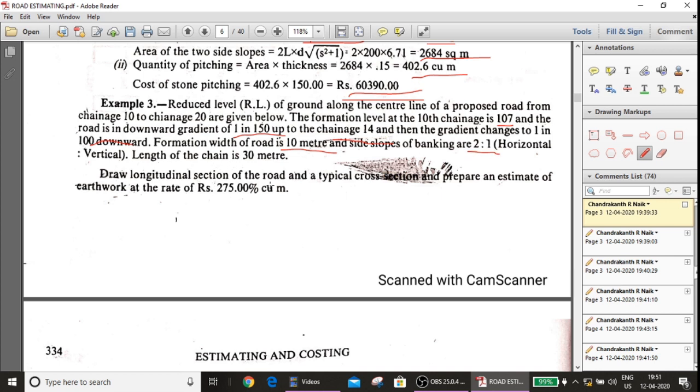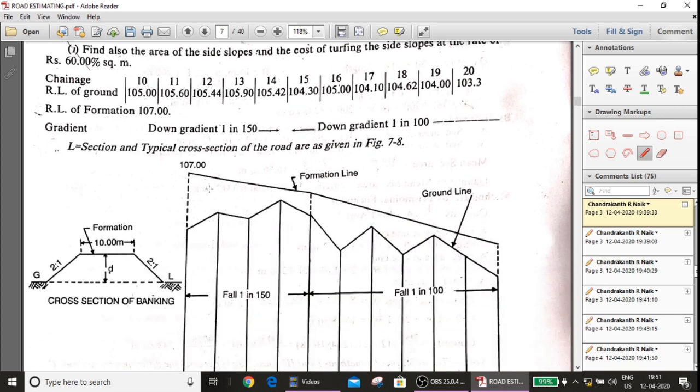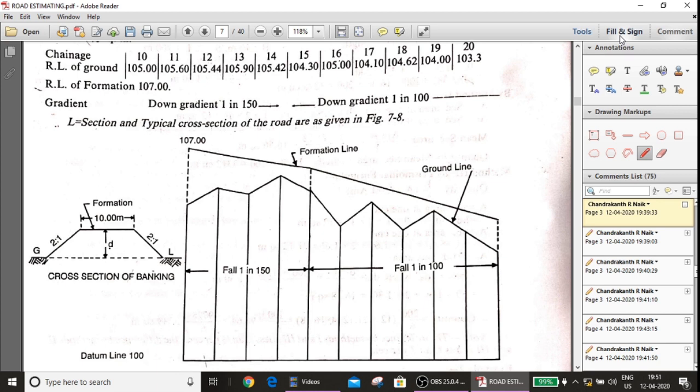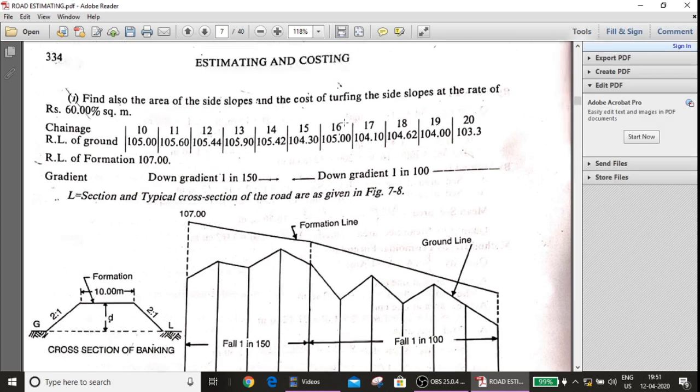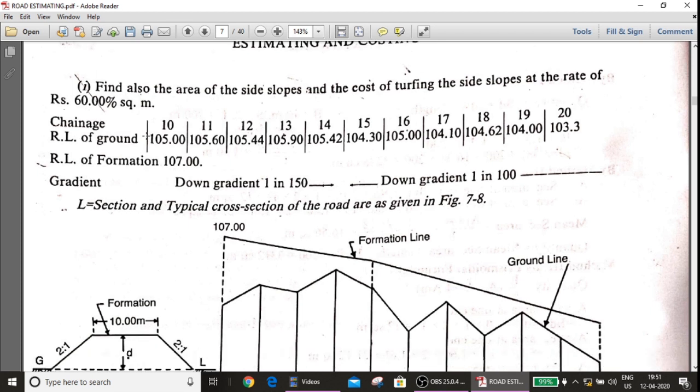Draw the longitudinal section of the road and a typical cross section, and prepare an estimate of earthwork at the rate of 275 rupees per cubic meter, and also find the area of the side slopes and the cost of turfing the side slopes at the rate of 60 rupees per square meter. Okay, they have given the chainage. So my dear students, see here, it is an important problem. Now find the area of the side slope.